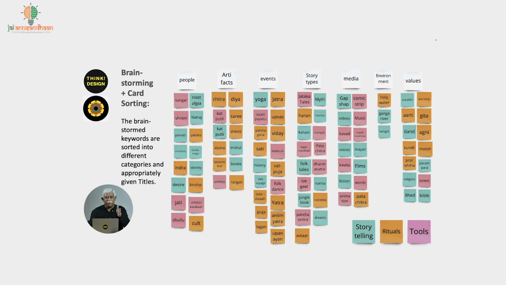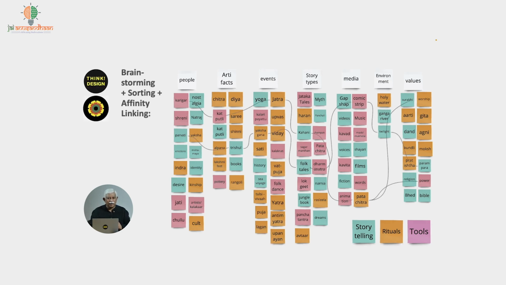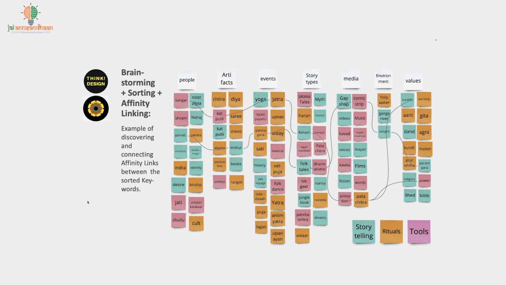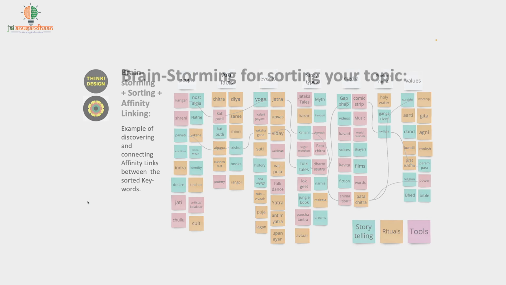The categories are people, artifacts, events, story types, and so on and so forth, right? You are able to find these 3 topics, and you see that the green ones are storytelling, the orange ones are rituals, and the pink ones are the tools, right? So you can see them mixed up in all these different categories. And then they are linked together through these affinity links. And maybe there is an idea or a thought that can come out of this.